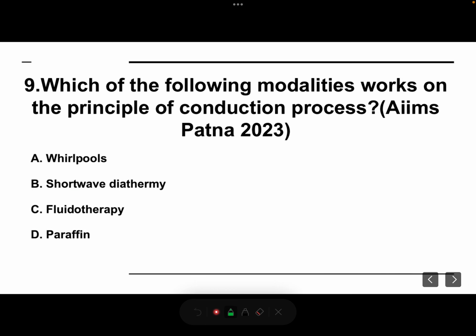Next, we come to question number 9. Which of the following modalities works on the principle of the conduction process? Option A, whirlpool. Option B, shortwave diathermy. Option C, fluidotherapy. Option D, paraffin wax bath. The answer is paraffin wax bath.